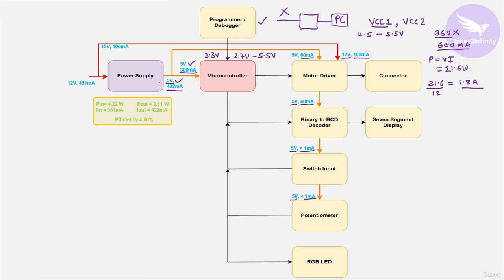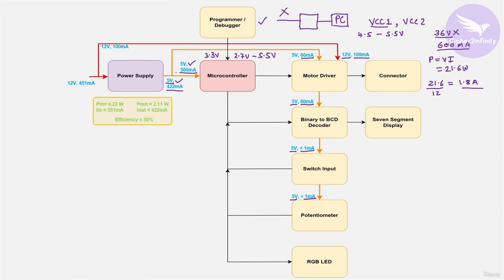So these numbers are actually telling us that we have to design a power supply block which will provide 5 volt on the output side, and that power supply circuitry should provide current more than 422 milliampere. So you can select the power supply IC that can deliver current like 500 milliampere or 1 ampere or 1.5 ampere. Okay, so you can select the IC accordingly.